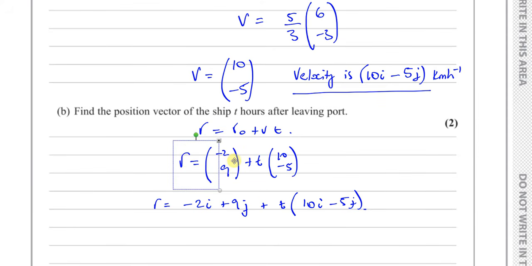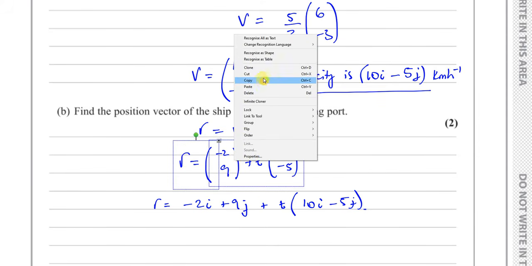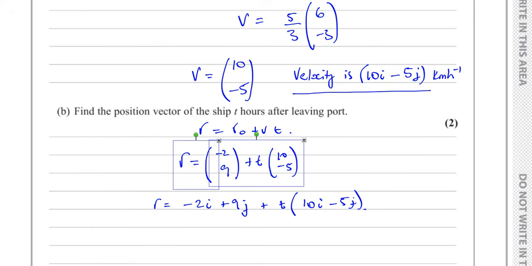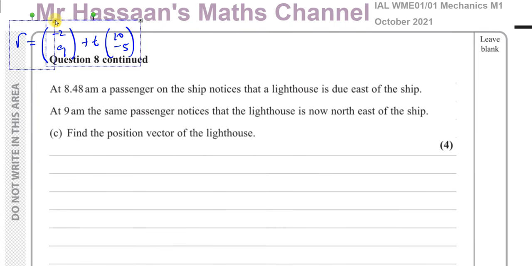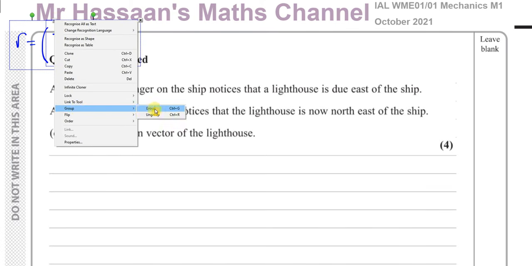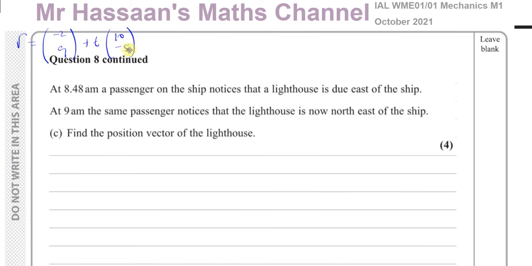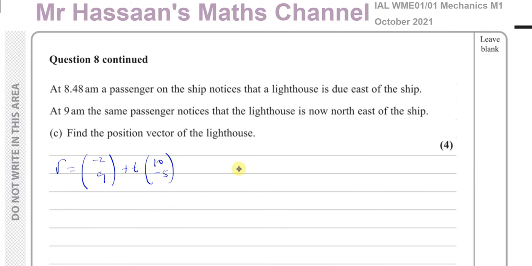Let's take all of this to the other side and continue on with the question. Okay. So this is what we know, the position vector at any particular time t.